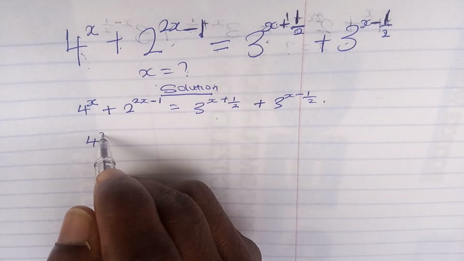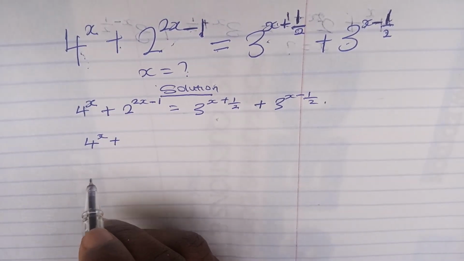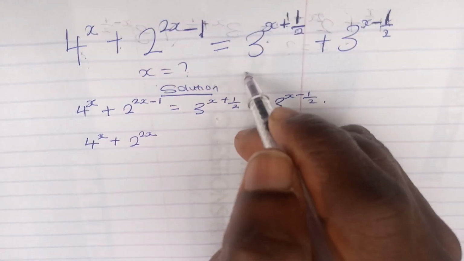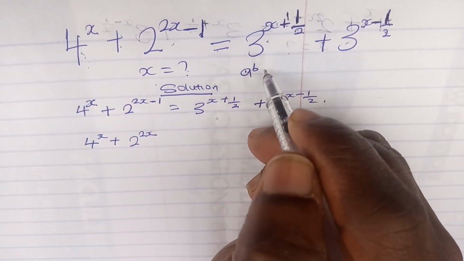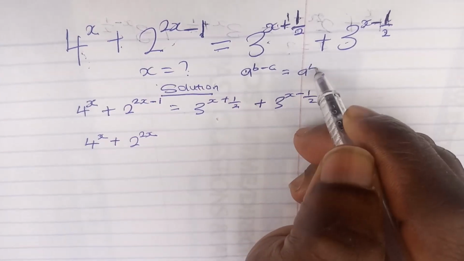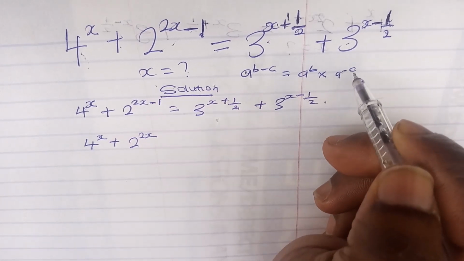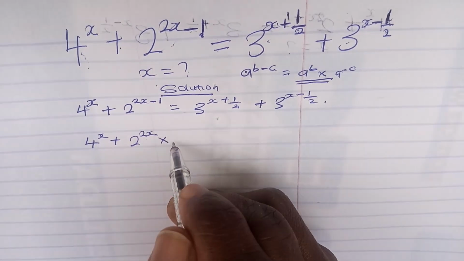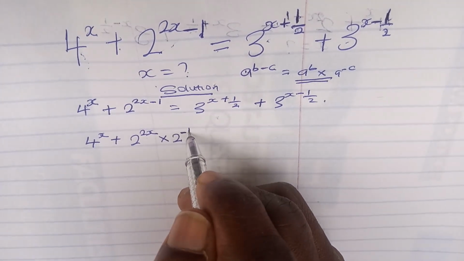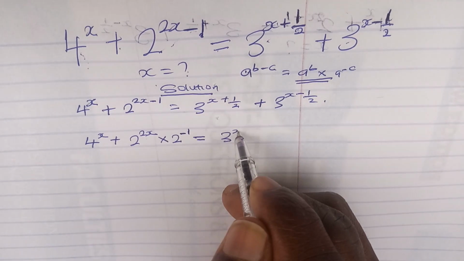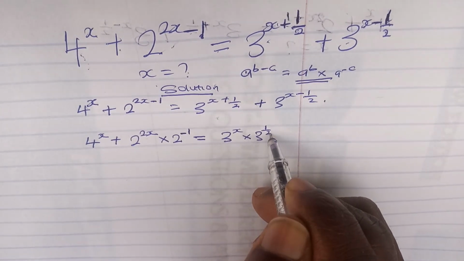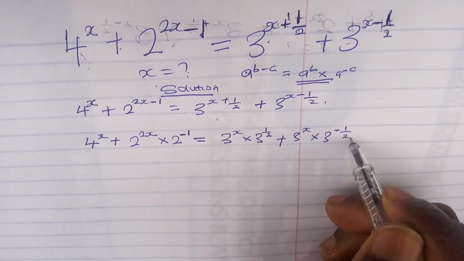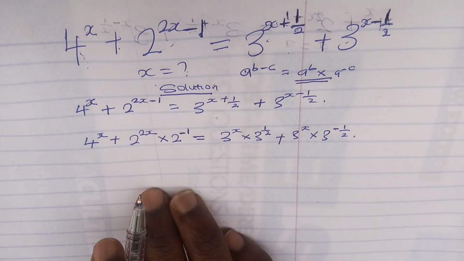We can write down the question with 4 to the power of x plus 2 to the power of 2x. Recall from a basic principle of indices, which says if you're having a to the power of b minus c, it is also equal to a to the power of b times a to the power of minus c. So if we put this principle here, we can have this to be 2 times 2 to the power of minus 1, equals 3 to the power of x times 3 to the power of 1 over 2 plus 3 to the power of x times 3 to the power of minus 1 over 2. Okay, this is what we are now having.